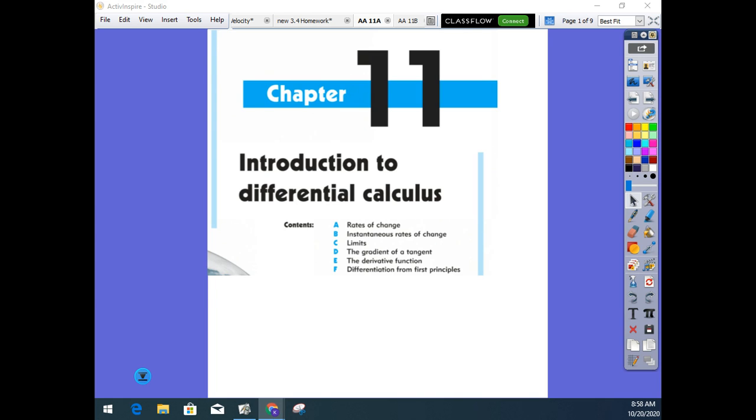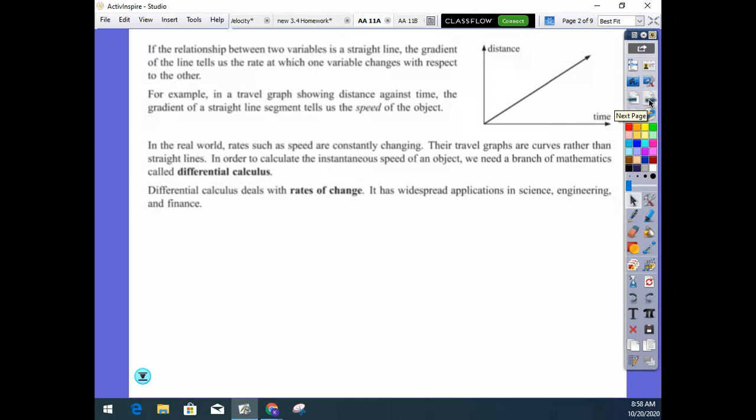Chapter 11 is purely an introduction to calculus, and the first couple sections are very straightforward. So we're going to combine both A and B today. Calculus really starts with the discussion about slope or gradients. Think about the word rate of change. Rate of change, or your gradient, is the rate at which one variable changes with respect to the other.